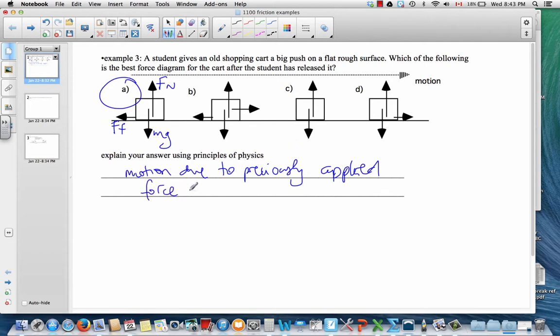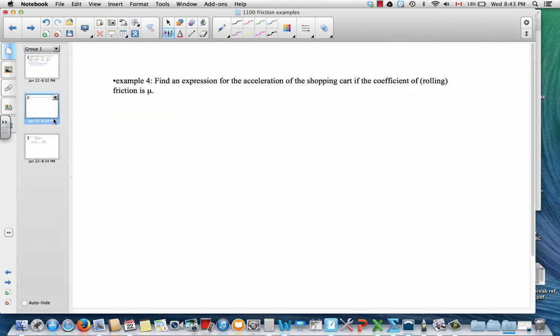So that previously applied force is no longer present. That's what made it move, got it up to a certain speed. Now it's been released. Because of friction, it's going to start slowing down immediately, but it's going to take a certain amount of time for it to come to rest.